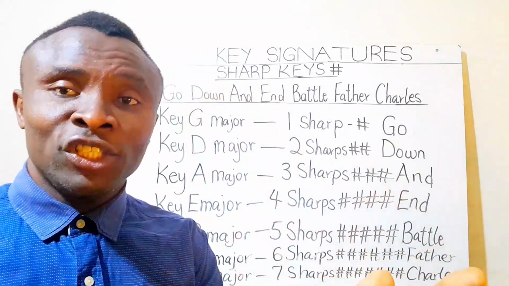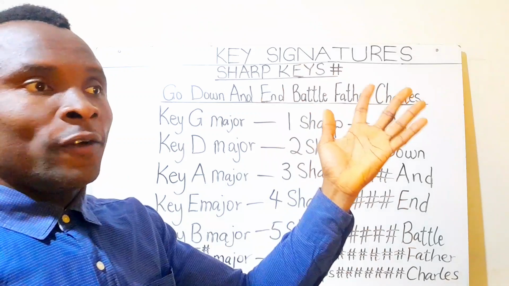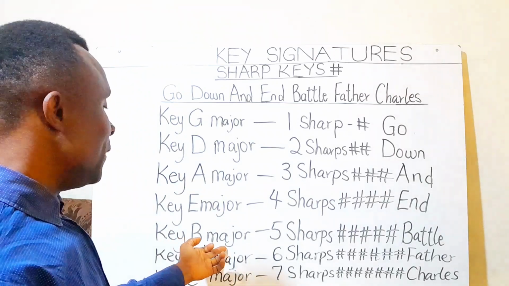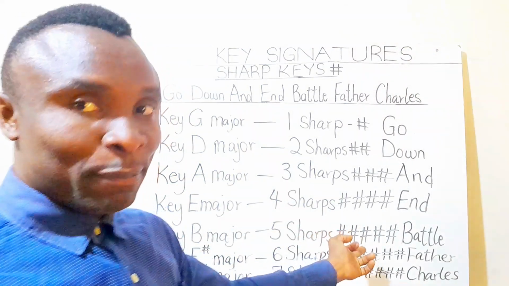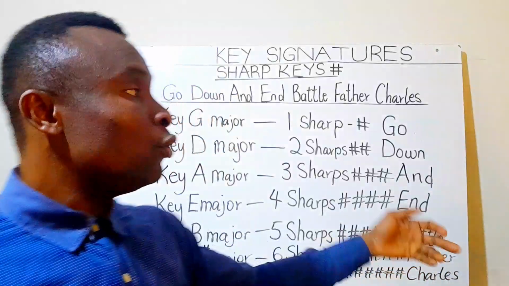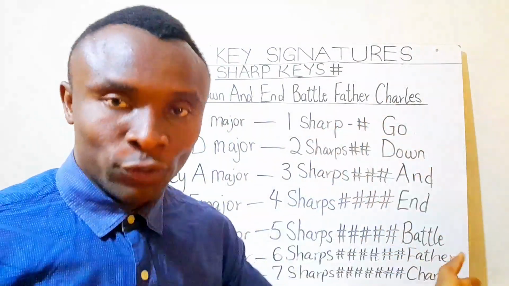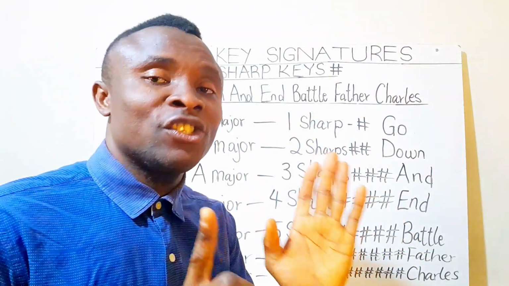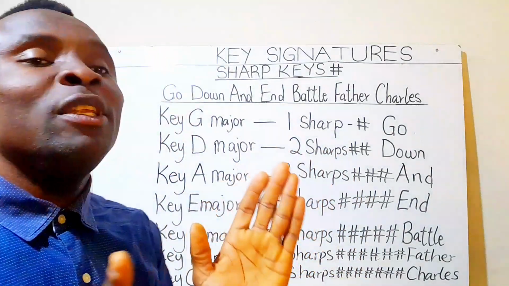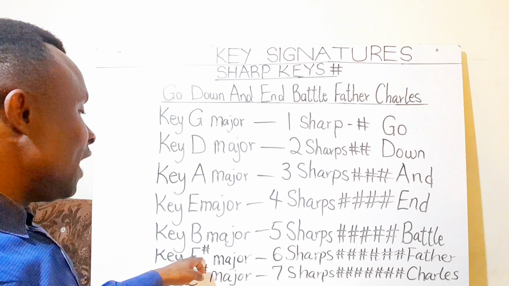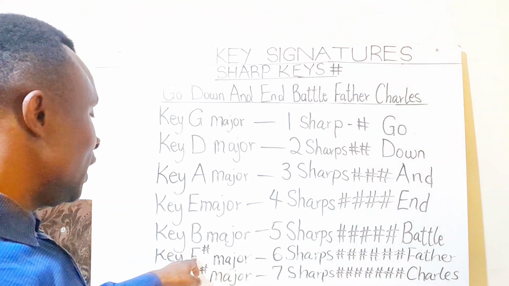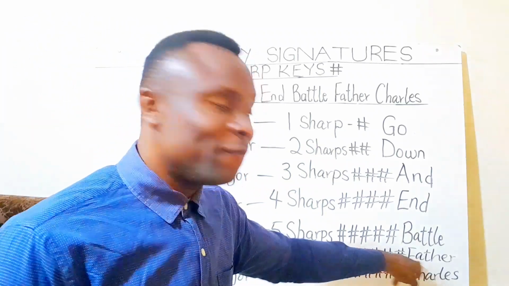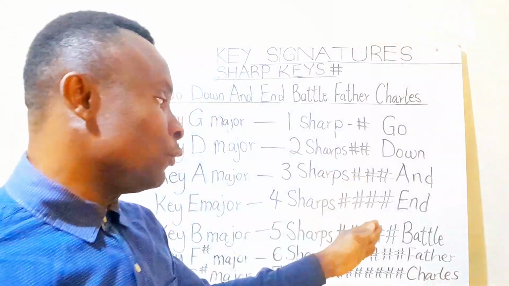And if you happen to see five sharp signs at the top of a song, it simply means that the key of the song is the key of B major, five sharps, which is represented by Battle: Go Down And End Battle. Then if you happen to see six sharp signs in a song, it simply means that the key of the song is key F sharp major, and that is six sharps, which is represented by Father: Go Down And End Battle, Father.